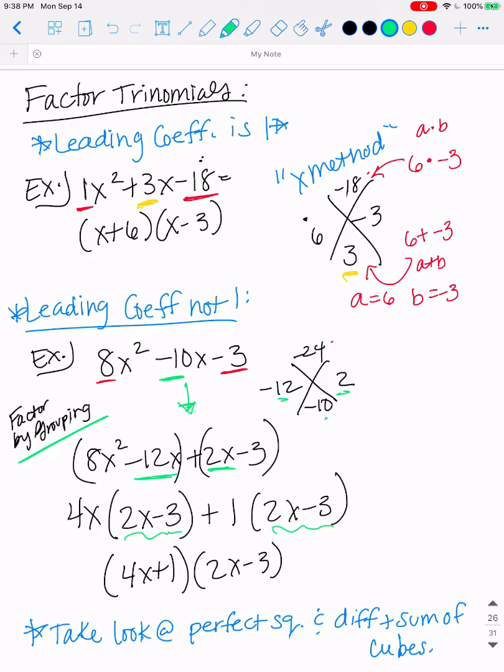Okay, and then go ahead and take a look in the textbook and learn what perfect squares and differences and sums of cubes are. Those are super helpful, but I'm not going to go over them, but you guys could definitely check them out.